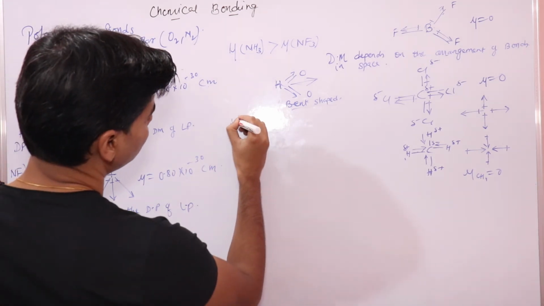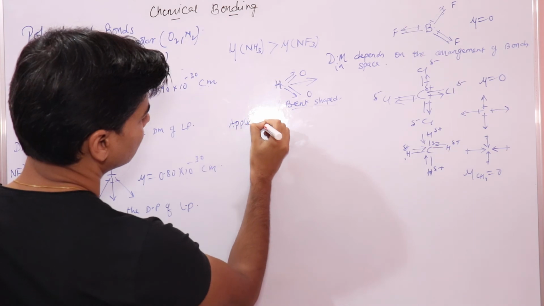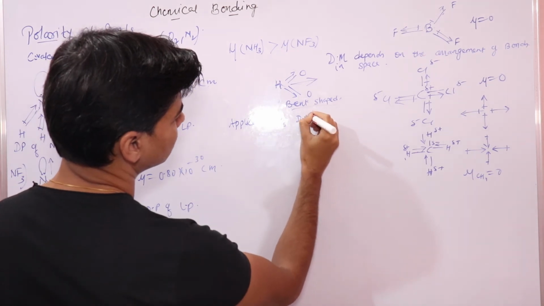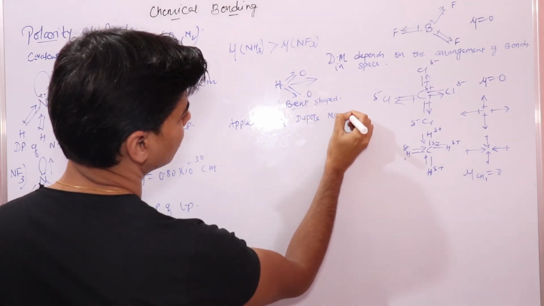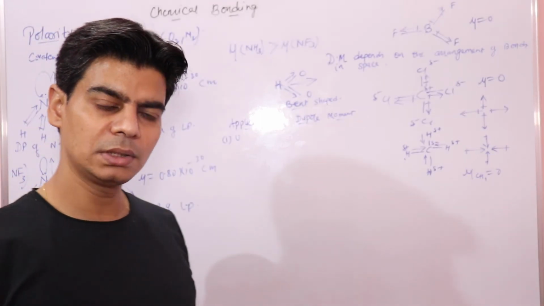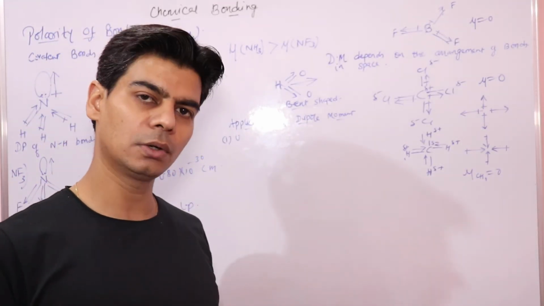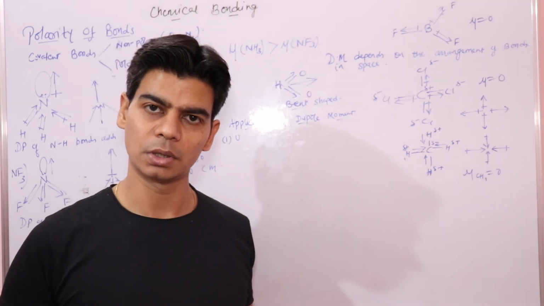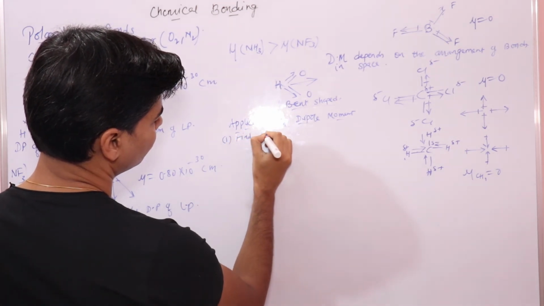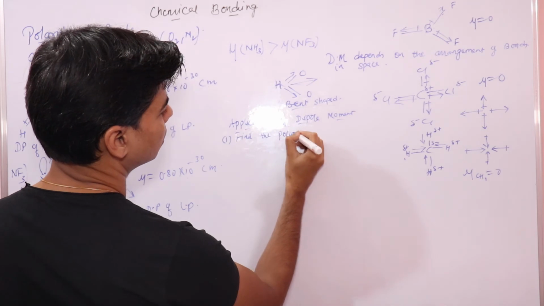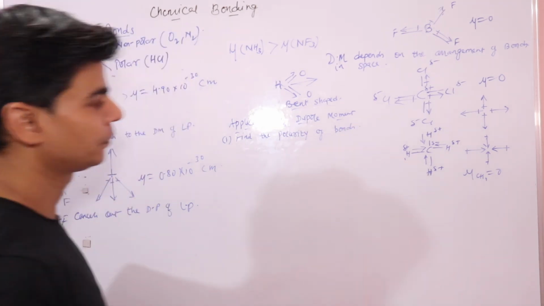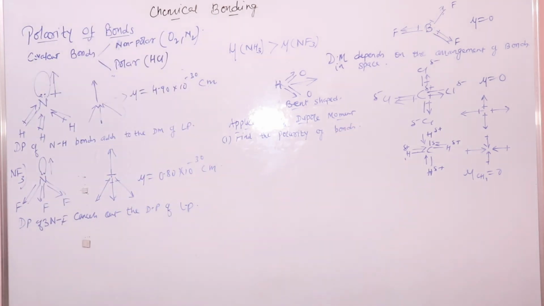Right, now let's look into some applications of dipole moment. So the first application is, dipole moment is used to calculate the polarity of the bonds, right? If you have the value of dipole moment, you can tell how polar the bond is, right? It is used to find the polarity of bonds, right? How can you see the polarity of bonds?